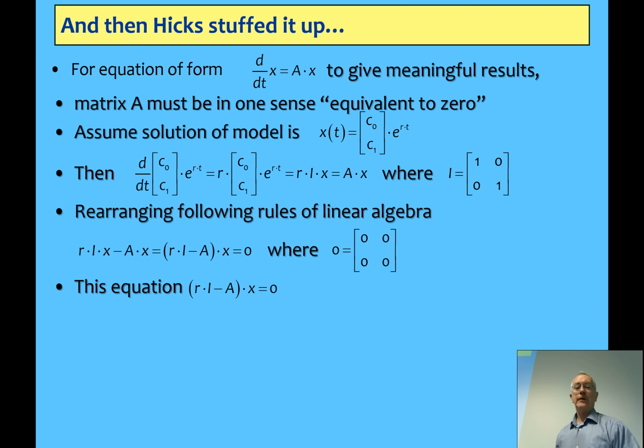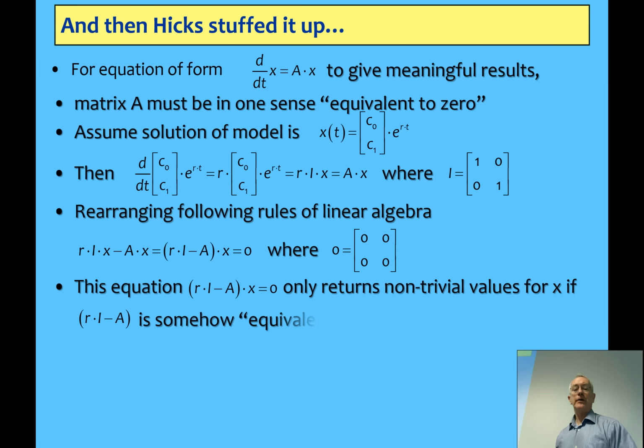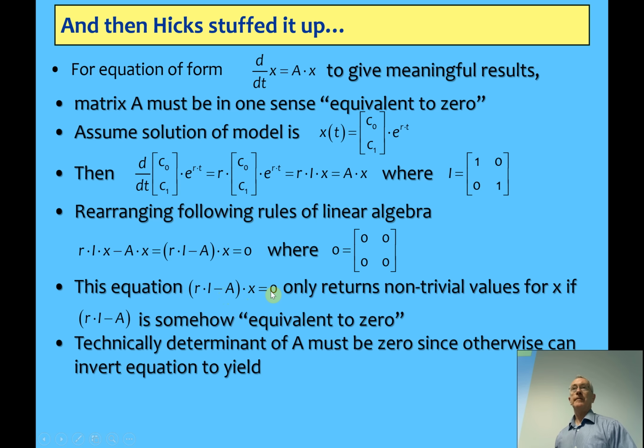Now, that expression only gives you non-trivial values for x if you can rearrange this and show that this thing is somehow like multiplying x by 0 to get 0. But if this thing is invertible, then your only answer is x is equal to 0. Now, there's a whole procedure for working out whether something can be inverted or not, called working out the determinant, and most of you have done that.